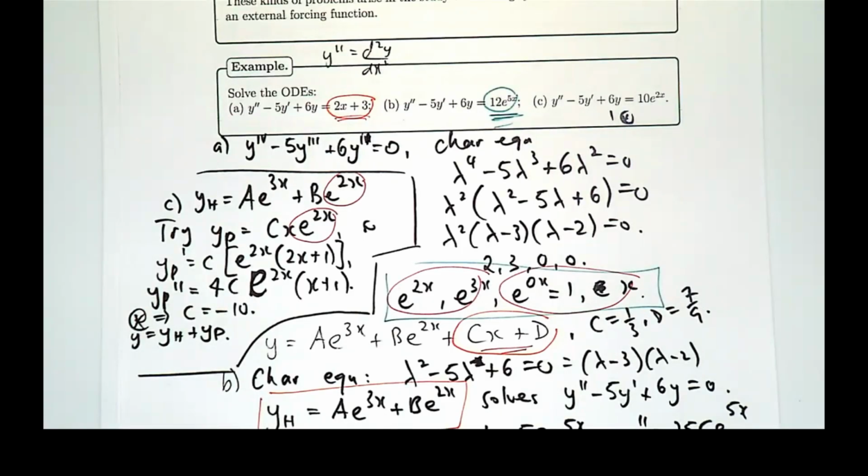So can you get A and B? No, not in these cases because we don't have enough information. If we had some initial conditions, then yes, we could do that.